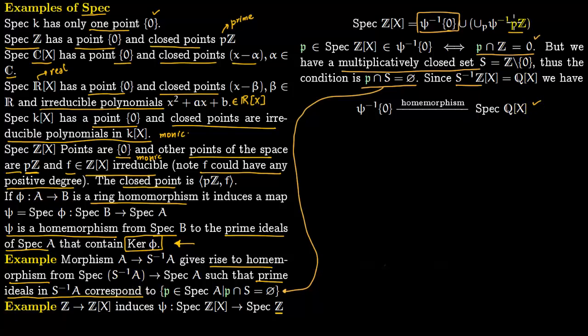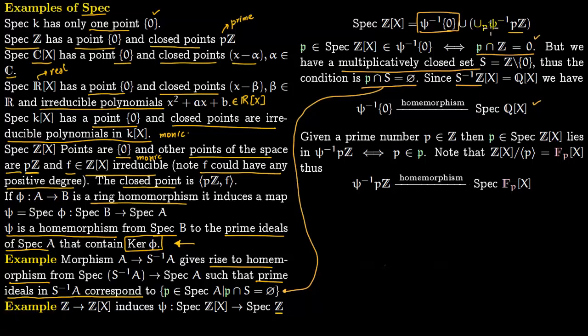Now we come to the second part. You have to do this over all primes, but we just do it over one prime. So say we are given a prime number in the integers. Then this prime in Spec Z[x] lies in the inverse image if and only if this prime lies in our prime ideal here. You can see this because in Spec Z[x], this prime should either be contained in this p_Z or it should be contained here. So this has to be the case.